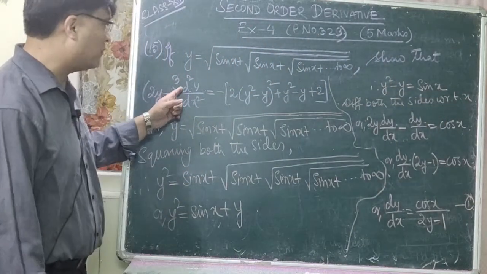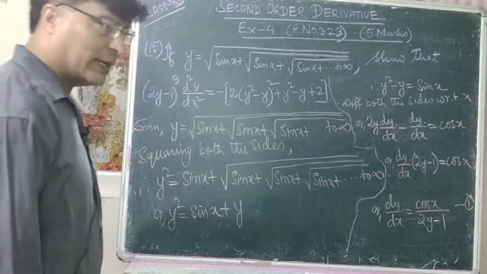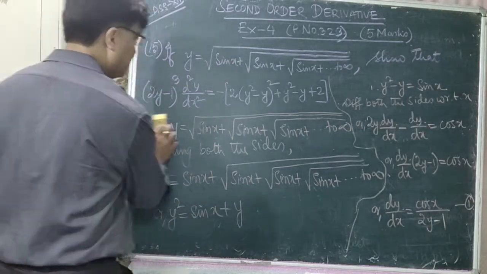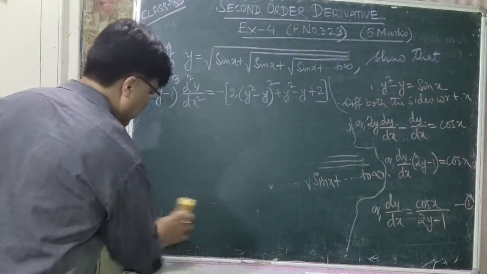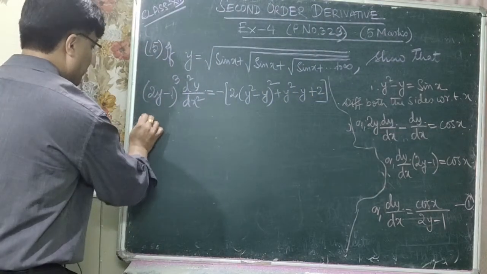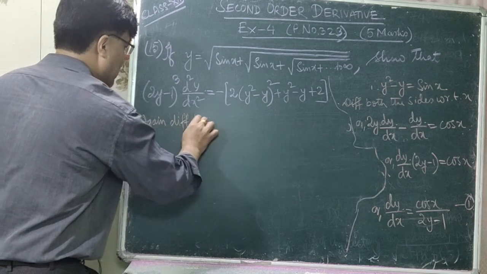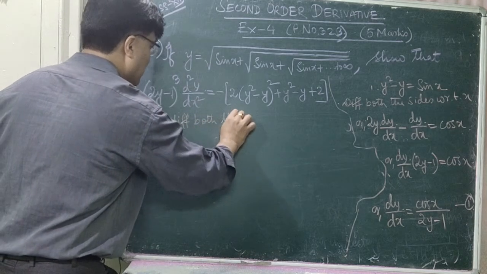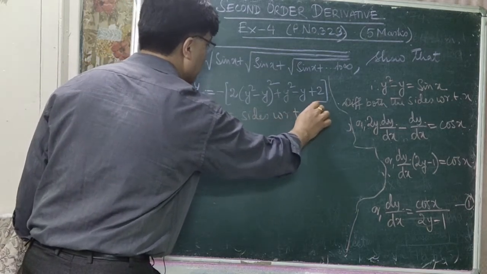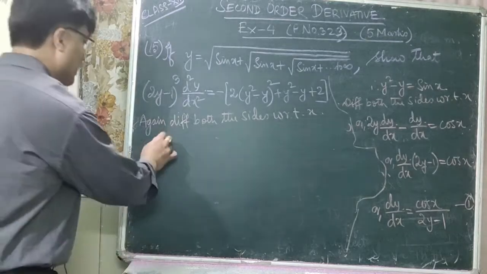Now you have to prove the value for d2y by dx square. So again, what will you do? Again, you have to differentiate both the sides with respect to x. Okay. So now let us differentiate both the sides with respect to x.